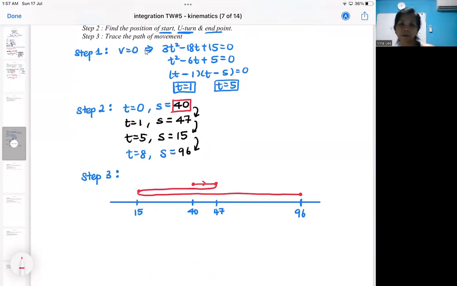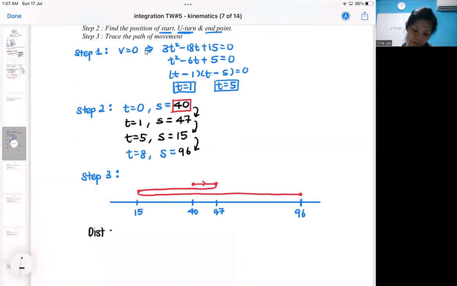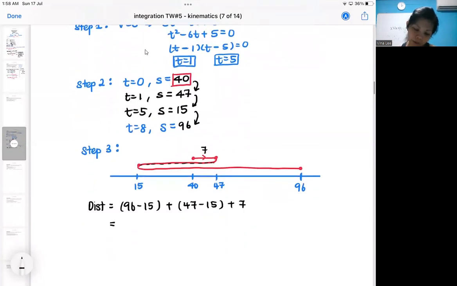So if you trace a path, then you calculate bit by bit. It's up to you how you would like to calculate. Maybe you calculate the longest first. The longest is the stretch from 96 to 15. And then you calculate the middle length, the length from 15 to 47. And this apparently is the shortest. So calculate layer by layer. That's how you will get 120.